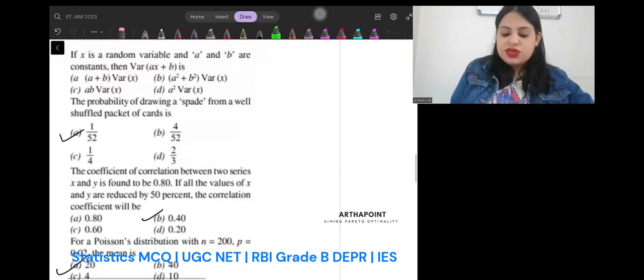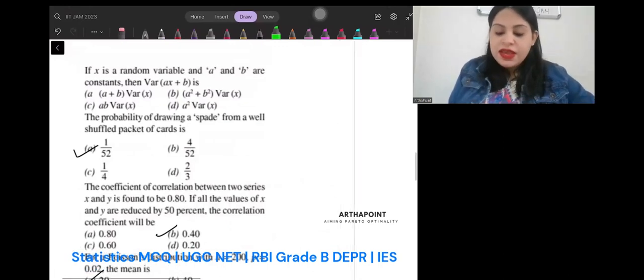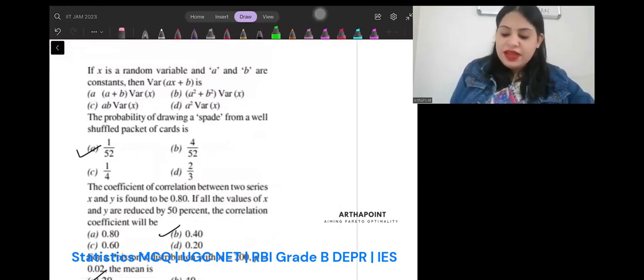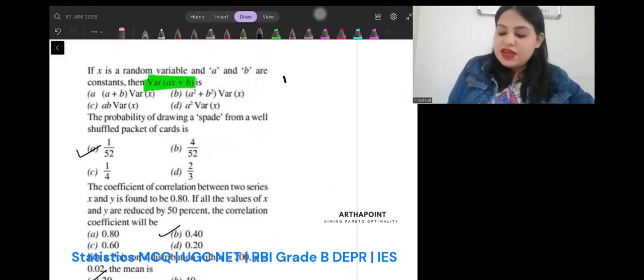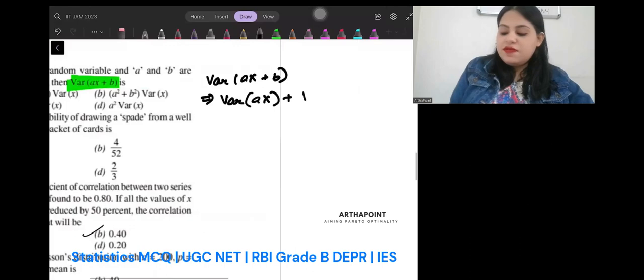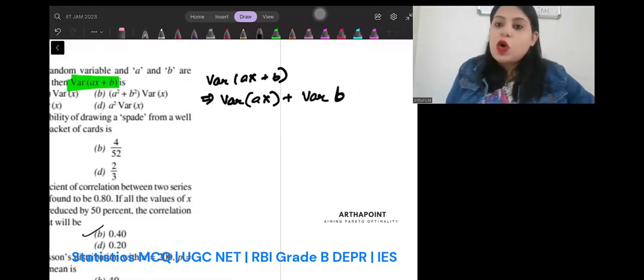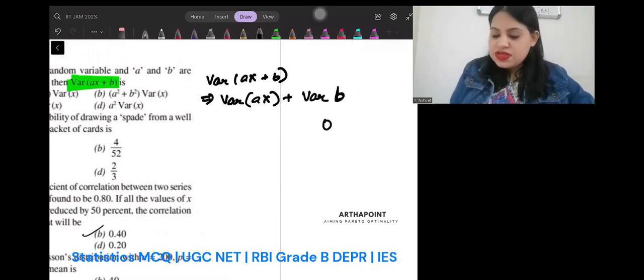Okay, beta, come to the next question. If x is a random variable and a and b are constants, then variance of ax plus b. So beta, variance of ax plus b will be variance of ax plus variance of b. Variance of a constant is 0, so this will be 0.